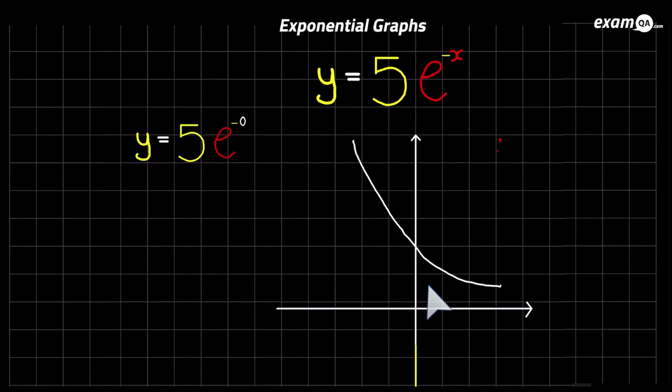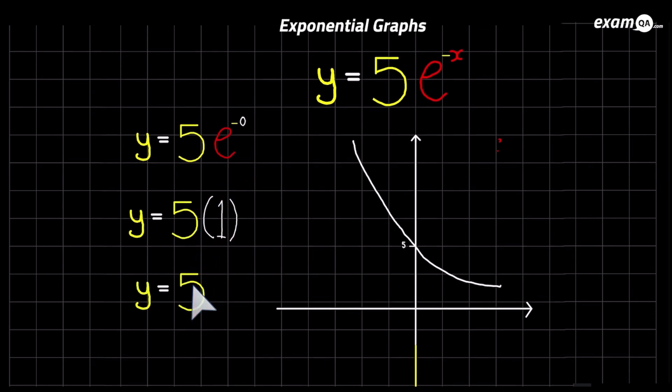Okay, so let's find out where it crosses the y-axis. Of course, to find out where it crosses the y-axis, you need to put x as 0, like we've done here. And e to the power 0 is, of course, 1. And 5 times 1, of course, gives us 5. So y equals 5 is where it crosses the y-axis. And we can put that on our graph.